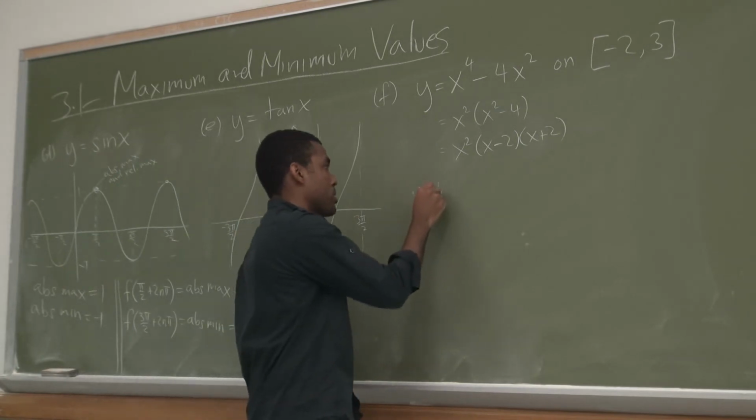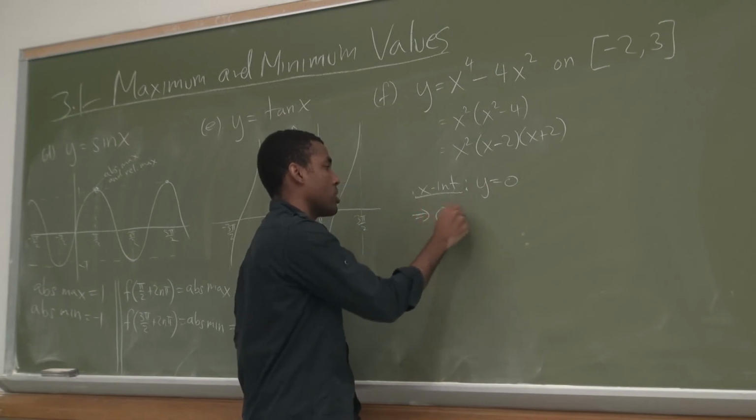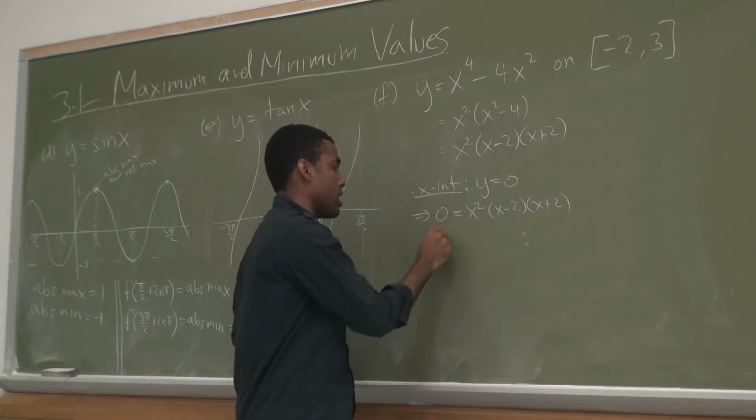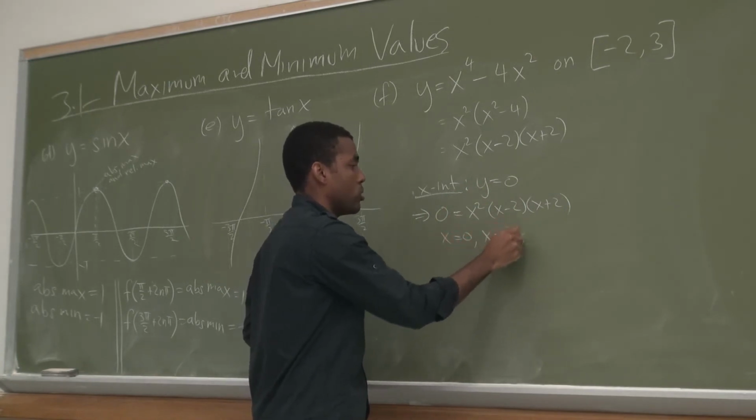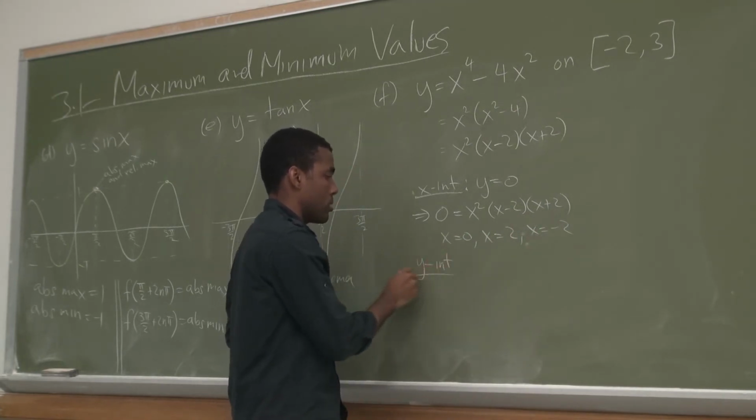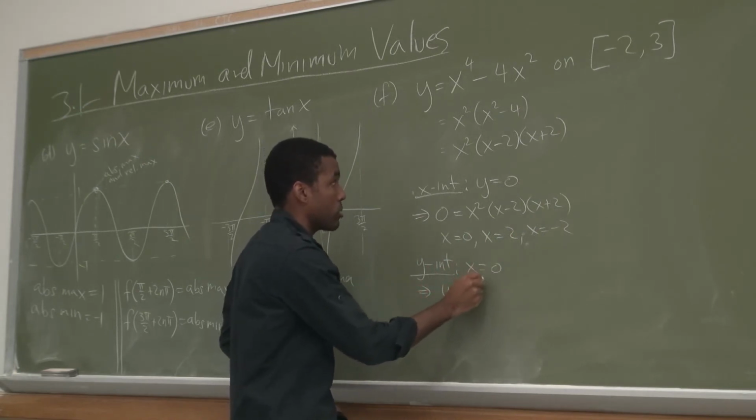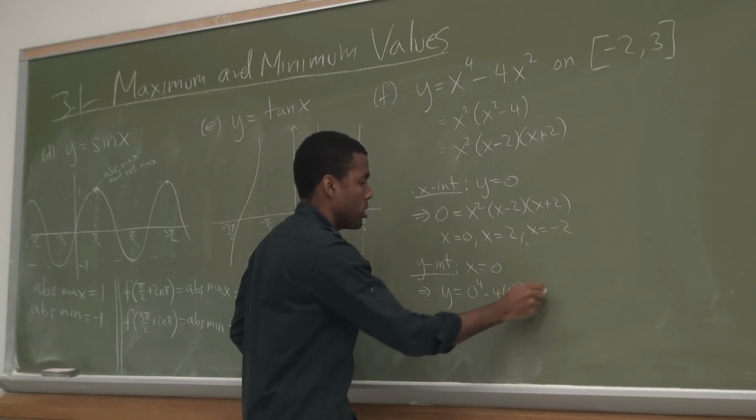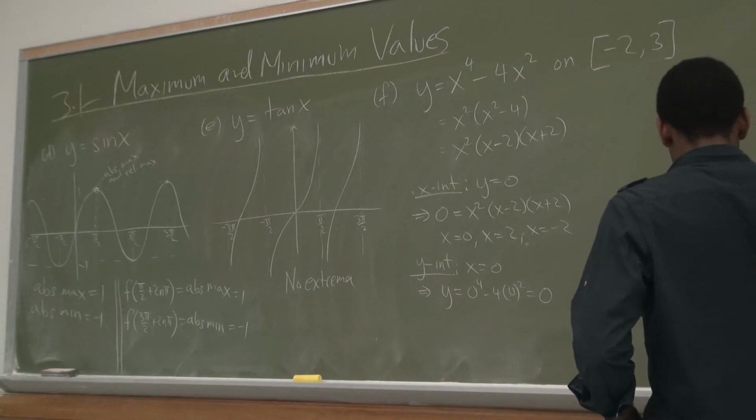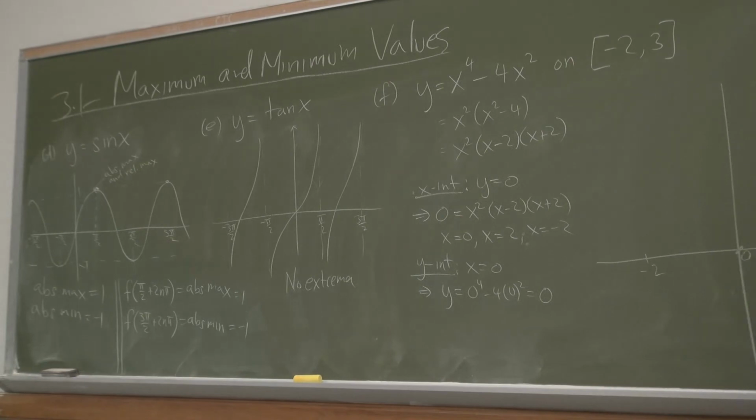So you find the x-intercepts. This means you set y equals 0. This means that 0 is equal to x squared times x minus 2 times x plus 2, which means x is 0, or x is 2, or x is minus 2. Right? The y-intercept means x is 0, so y is equal to 0 to the 4th minus 4 times 0 squared, which is also 0. So if we're graphing this, I know the intercepts are going to be 0, minus 2, and plus 2.